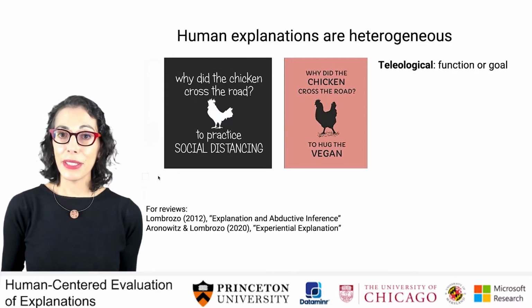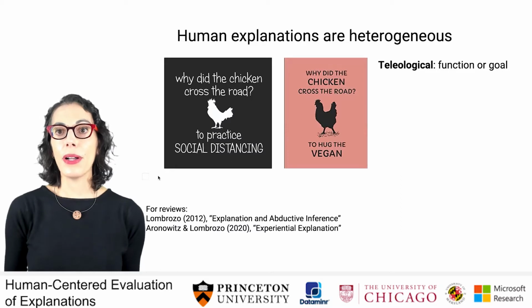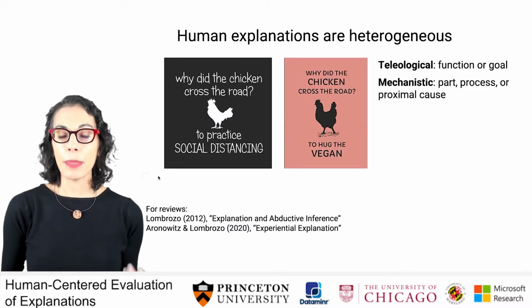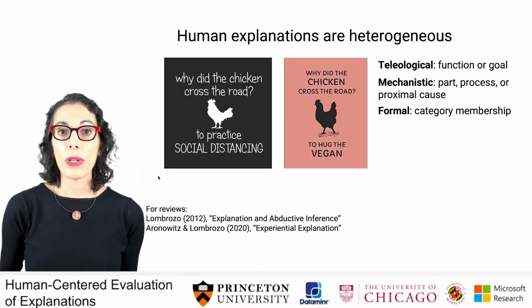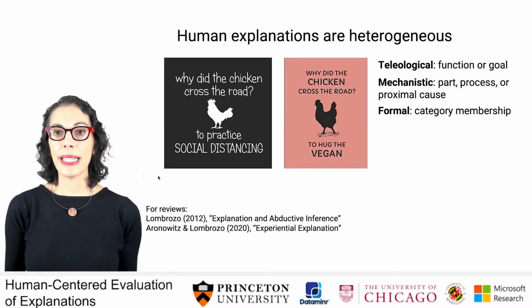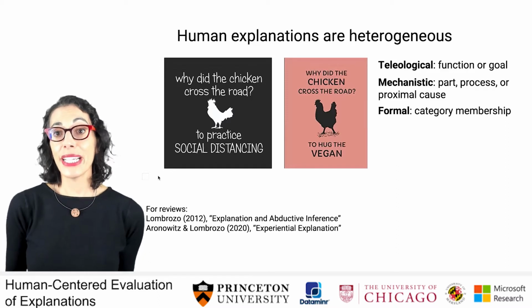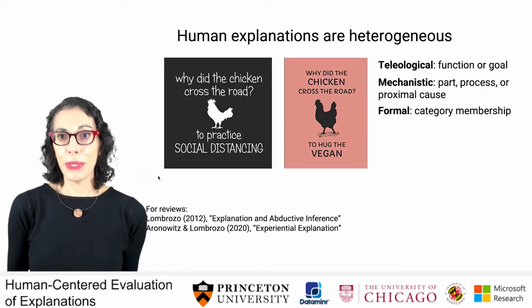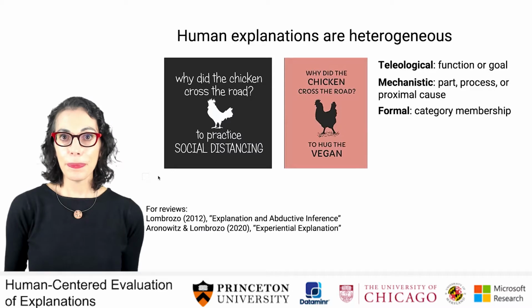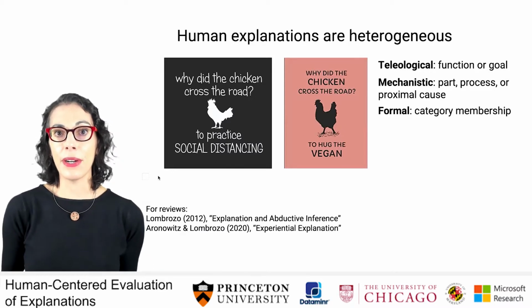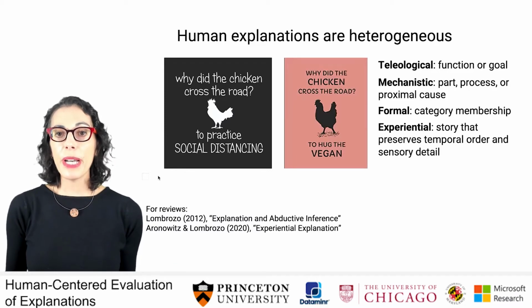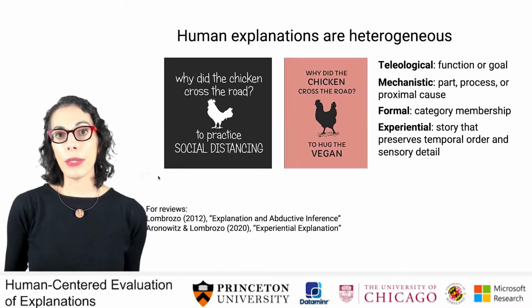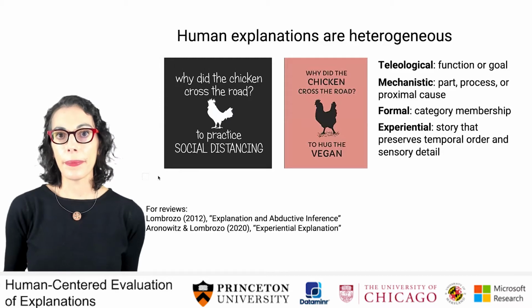But the same event could have been explained in a number of other ways. For example, one could offer what I call a mechanistic explanation, citing a proximate cause, such as a fox that scared the chicken across the road, or a formal explanation, for instance explaining that the animal crossed the road because it's a chicken, and we all know that crossing the road is what chickens in jokes do. Or we could offer what Sarah Aronowitz and I call an experiential explanation, which could contain elements of all of the above, but weaves them into a story with temporal structure and sensory detail.